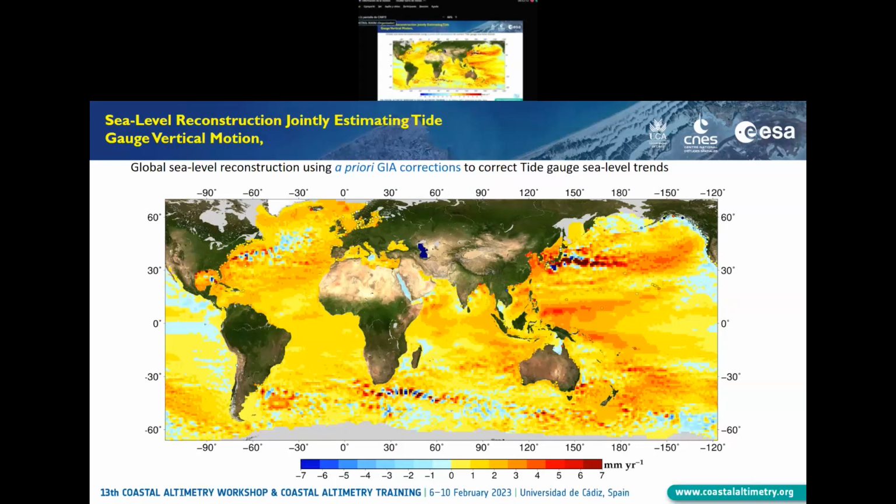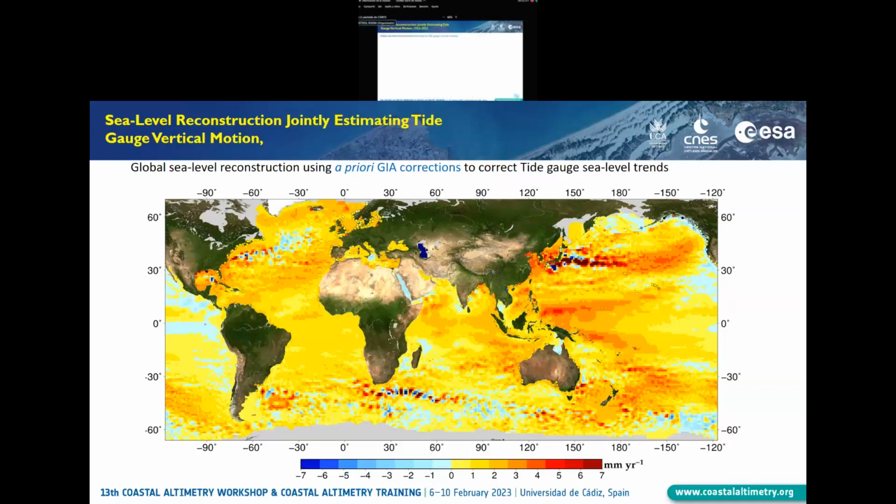There's no tide gauge trend posted on this figure. I wish I had. But this is like, for example, when we start something like 190 or 200 tide gauges. And then we do a reconstruction, like we described briefly as before. We use a priori glacial isostatic adjustment models. Yeah, we use ICE6G to correct for tide gauge sea level trends, so make it geocentric. Then you do the reconstruction.